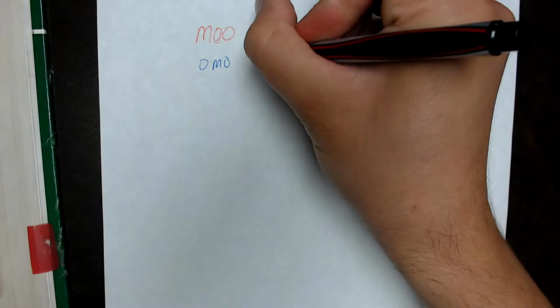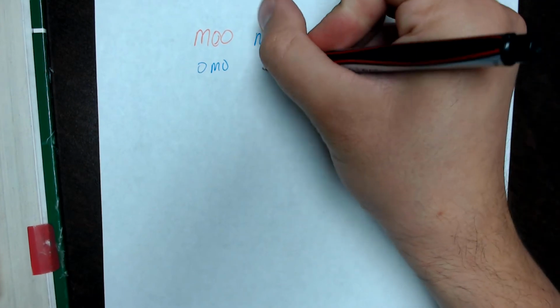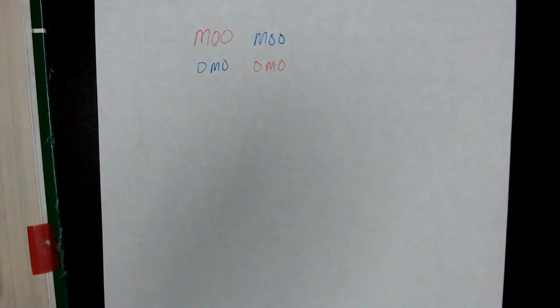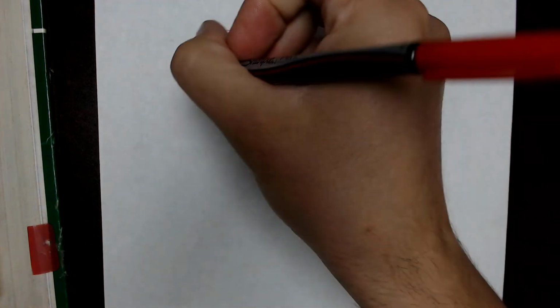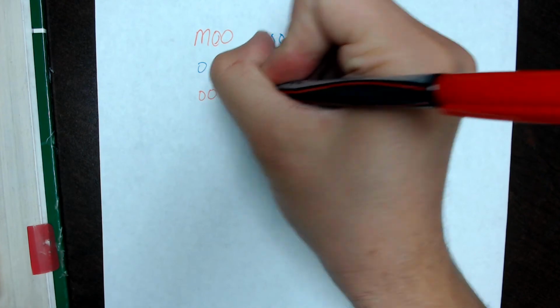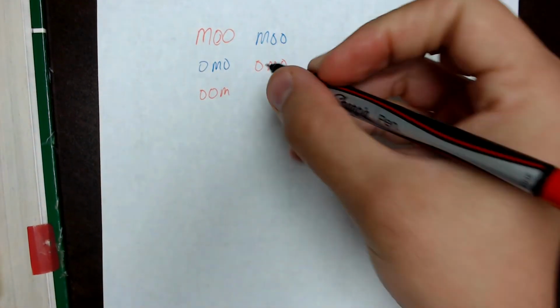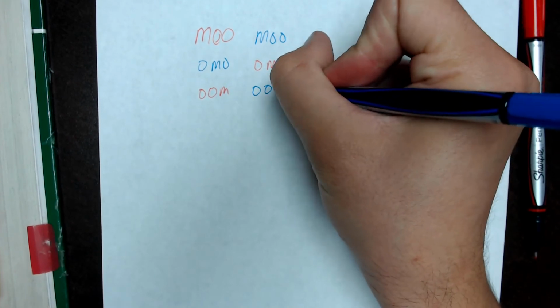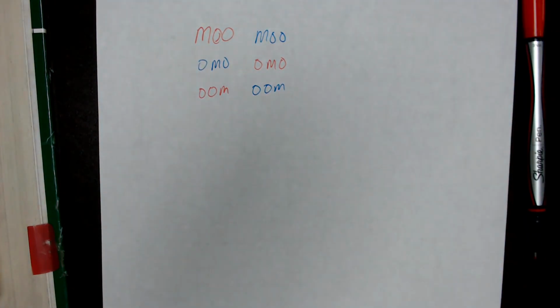Same thing if I were to switch it like this. If I did O M O, and then say O1 M O2, and then I did O2 M O1, it's impossible for me to figure out the difference between those. And then the last one would be O O M, O1, O2, M, and then if I did O2, O1, M, I can't tell the difference between those.